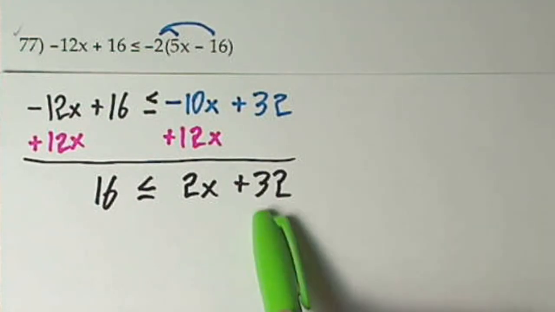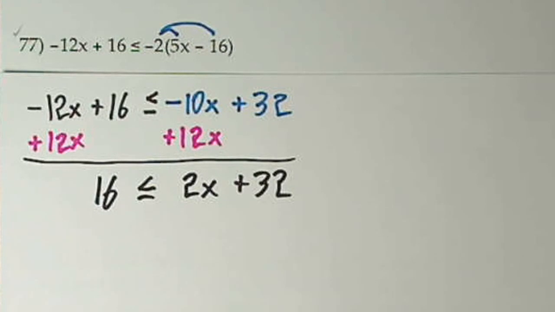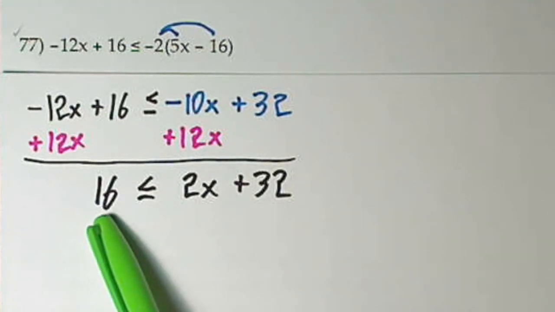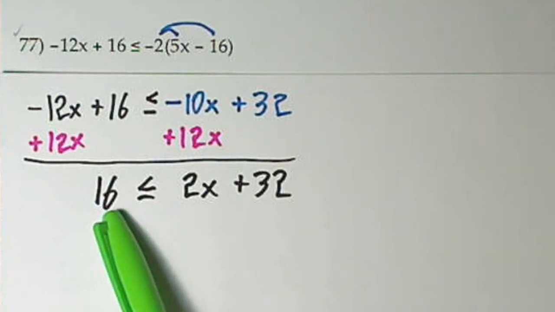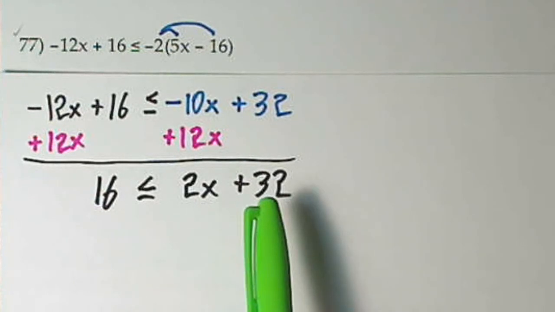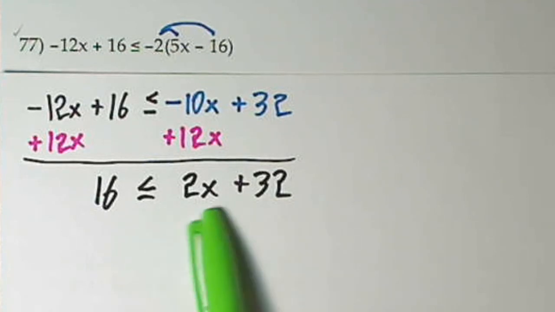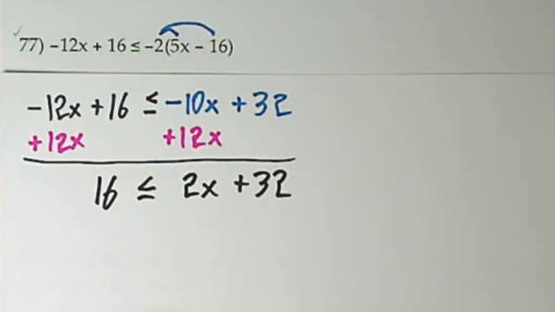And now I still have a choice. I could get rid of 32, get rid of 2x, or get rid of 16. But now it becomes a lot more clear that my best bet is to leave 16 alone. If I get rid of 16, I'm not going to be any closer to having x by itself. If I get rid of the 32, I'll be one step closer to having this x by itself.